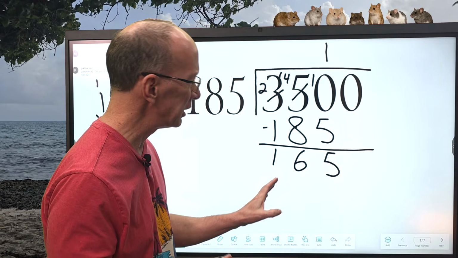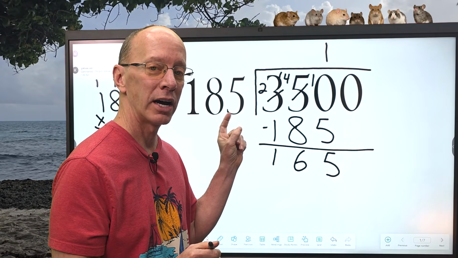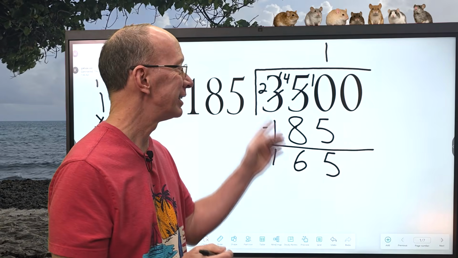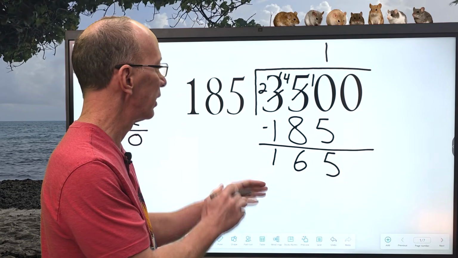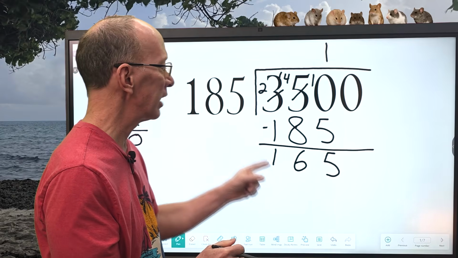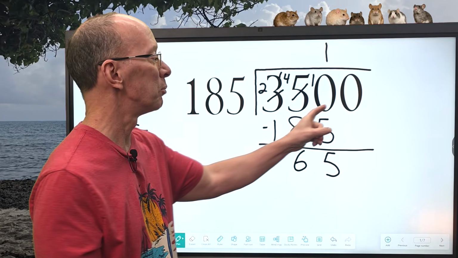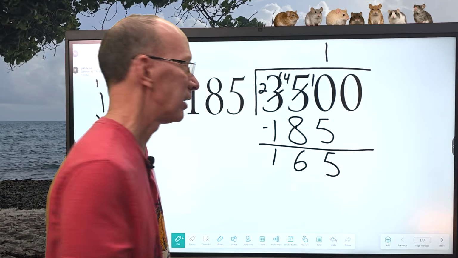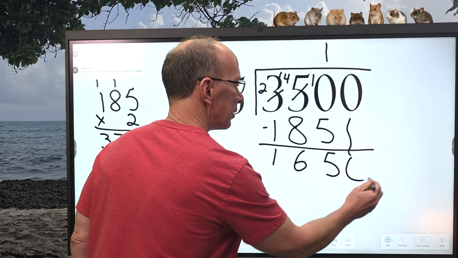Now, if this answer right here was bigger than 185, then I would know I probably did the calculation wrong. But since it's 165, can I put 185 into 165? You can't do it. So then I'm going to bring the next number down. I already subtracted, so now I bring the next number down.